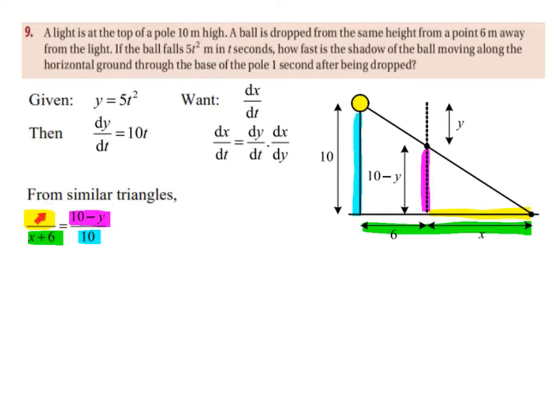Now if these were upside down, so if you had x plus 6 over x equals 10 over 10 minus y, it works out the same, so long as you have, for example, the smaller triangle's measurements as both numerators and the larger triangle's measurements as both denominators, or vice versa. You can't mix them up. So now we have an equation in terms of x and y, and we will cross multiply.